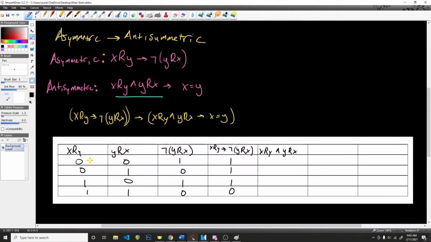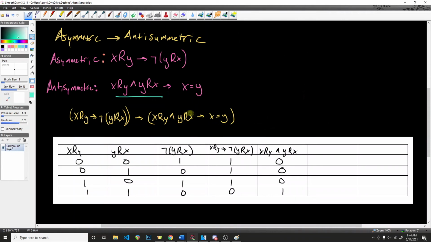It's not an implication, we need to have both XRY and YRX. So here we have 0 and 0, so this is going to be a 0 because we have neither of them. 0 and 1, this is going to be a 0 because we need both of them. 1 and 0, this is going to be a 0 because we need both of them. And then finally we have 1 because this is the only row where we have both XRY and YRX.